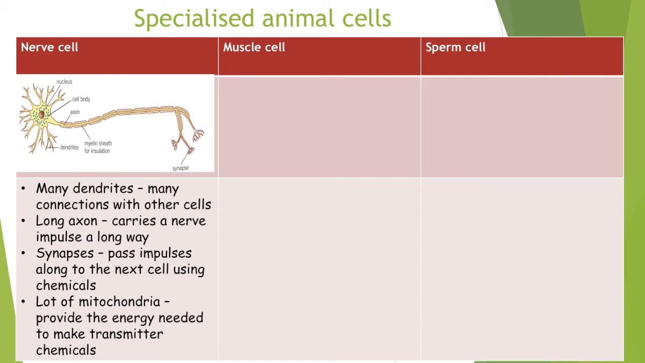Next, the nerve cell has synapses. These are small gaps between one nerve cell and the next. This passes an impulse along using chemicals. Finally, you'd find a lot of mitochondria in the cell body of a nerve cell. This provides plentiful energy to make transmitter chemicals.